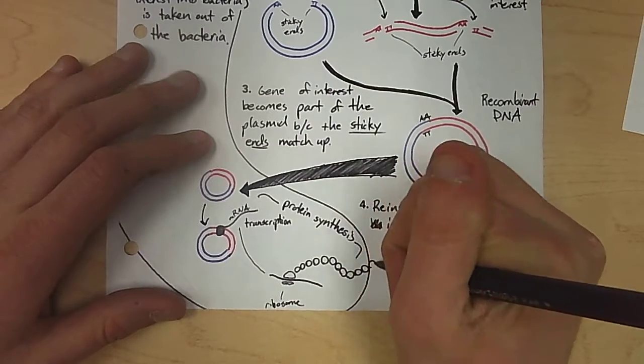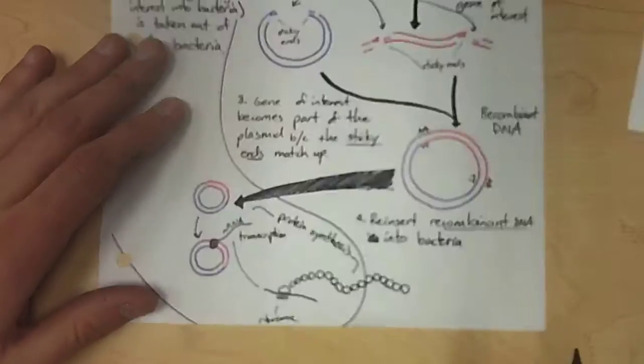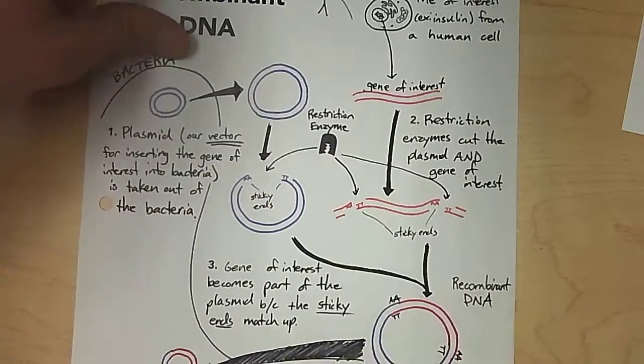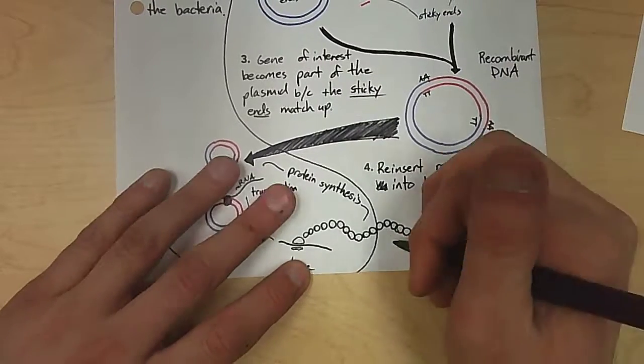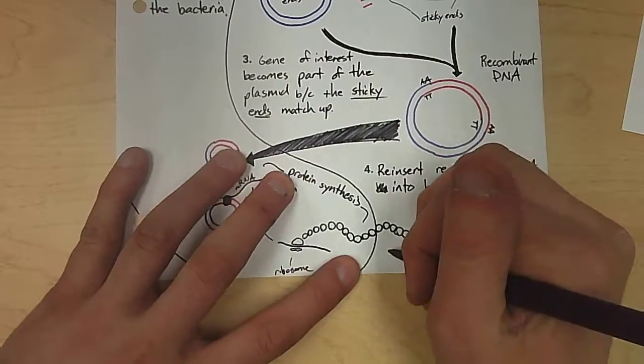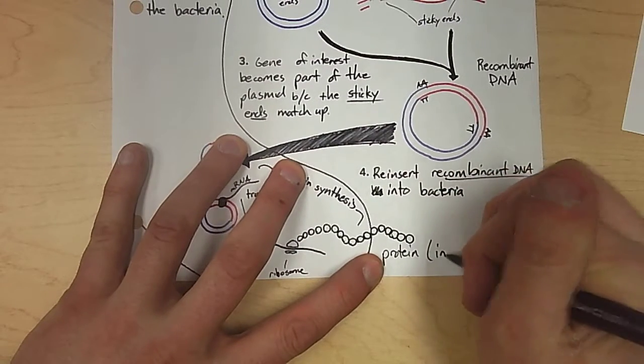Obviously this protein's not going to be this big, but the reason I'm drawing it this big is because the whole purpose of this process of recombining DNA and putting it back into the bacteria is to make our gene of interest make our protein. In this case, our protein is going to be insulin.